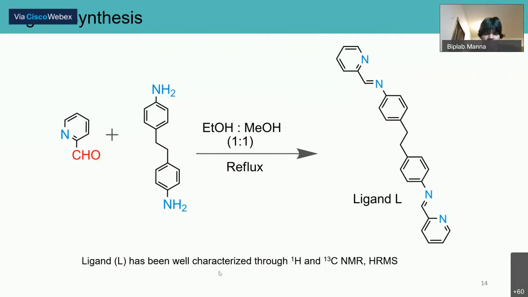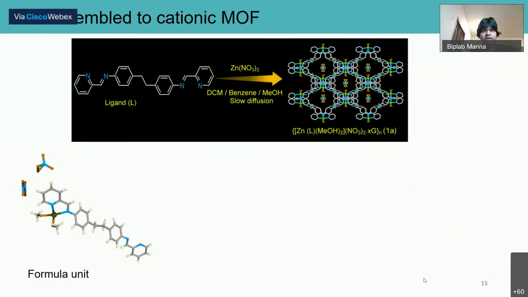And this ligand is well characterized with 1H and 13C NMR and HRMS techniques. Interestingly, when we combine this ligand with the metal salt, utilizing the slow diffusion method with dichloromethane, benzene, and methanol, we got this kind of framework where we see these anions sitting inside the pores or in the wall.